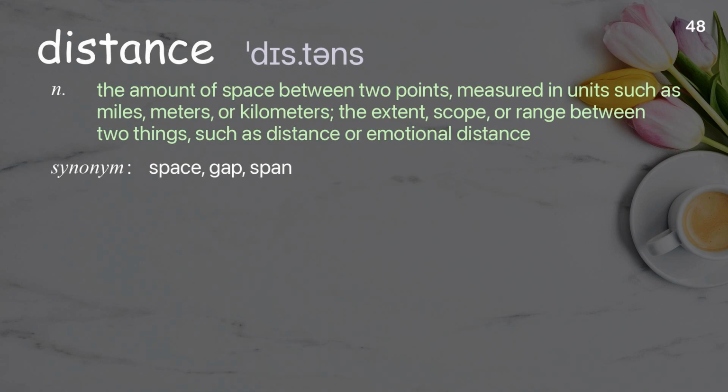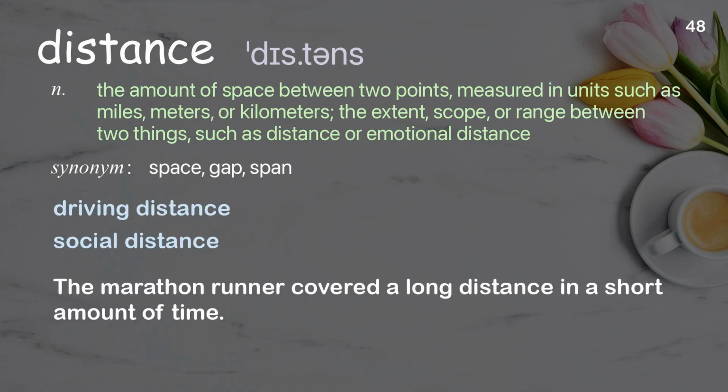Distance. The amount of space between two points, measured in units such as miles, meters, or kilometers; the extent, scope, or range between two things, such as distance or emotional distance. Examples: Driving distance. Social distance. The marathon runner covered a long distance in a short amount of time.